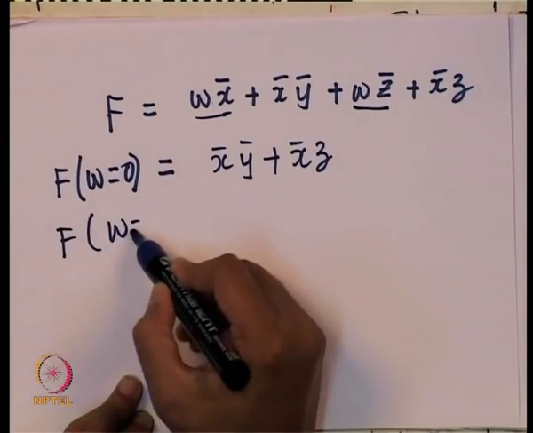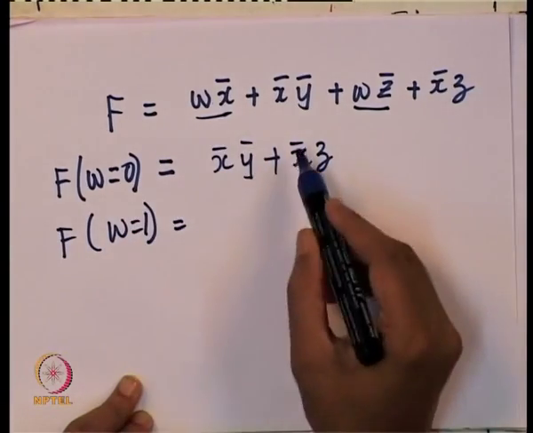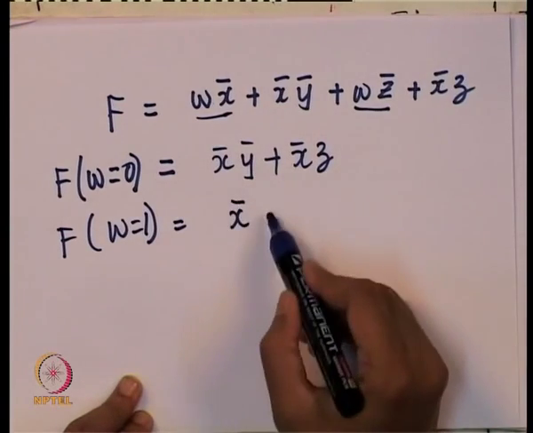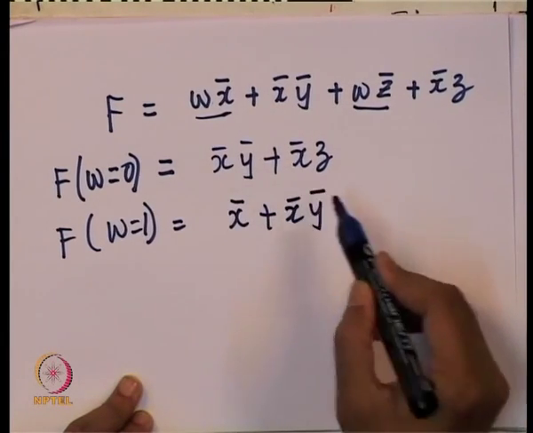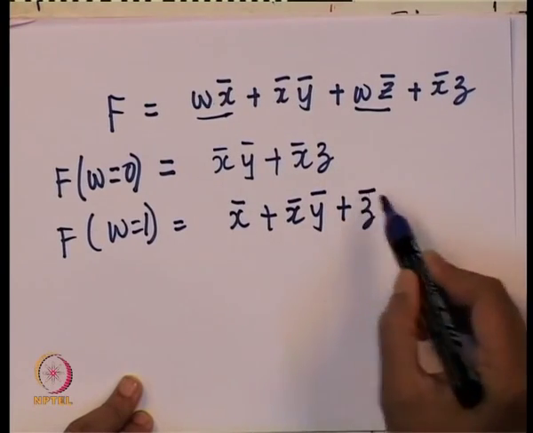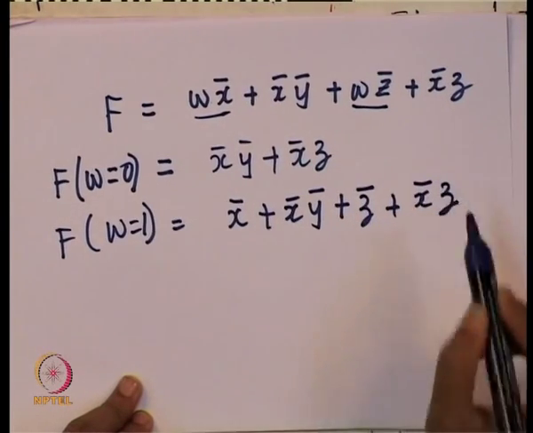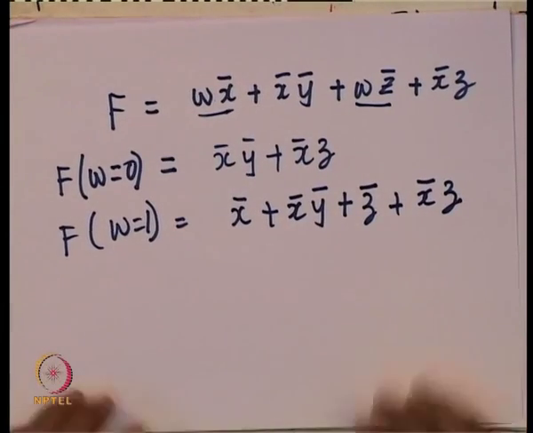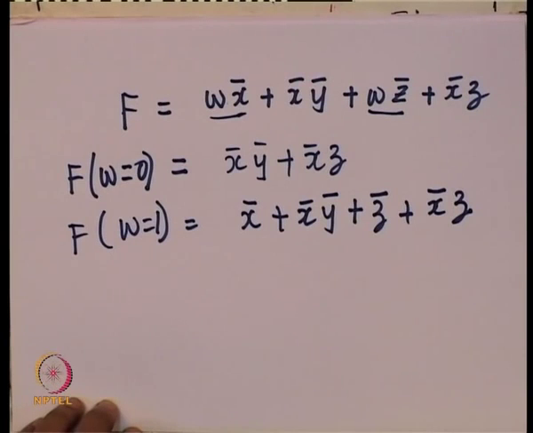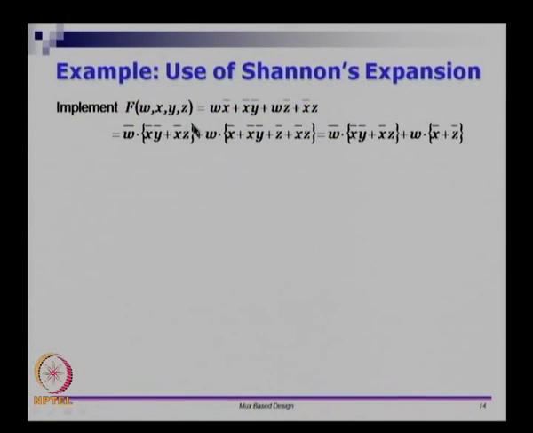When w equals 1, you put 1 here, right. So, this is x bar, the second term will be x bar y bar, the third term will be z bar, the fourth term will be x bar z. So, w bar into x bar y bar plus x bar z is for when w equals 0, and this is for when w equals 1. You can simplify both of them. x bar y bar plus x bar z remains as it is. This one can be simplified further as x bar plus z bar.